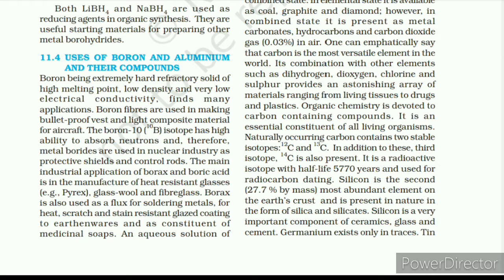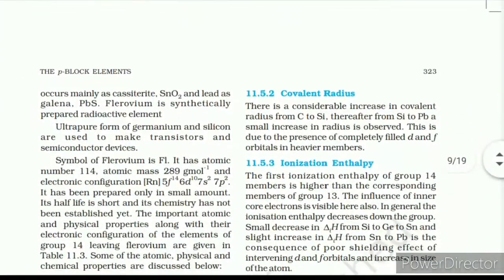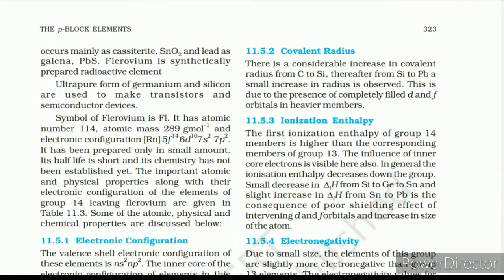Silicon is the second most abundant element in Earth's crust and is present in nature in the form of silica and silicates. Silicon is a very important component of ceramics, glass and cement. Germanium exists only in traces. Tin occurs mainly as cassiterite, SnO2, and lead as galena, PbS. Flerovium is a synthetically prepared radioactive element. Ultra-pure forms of germanium and silicon are used to make transistors and semiconductor devices.